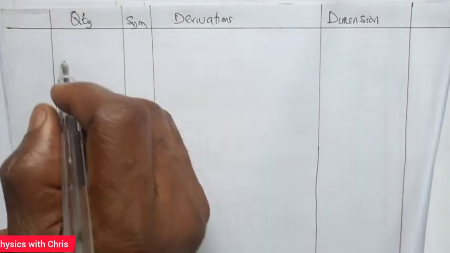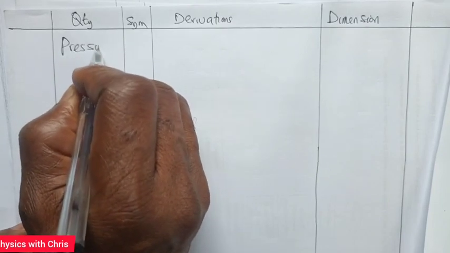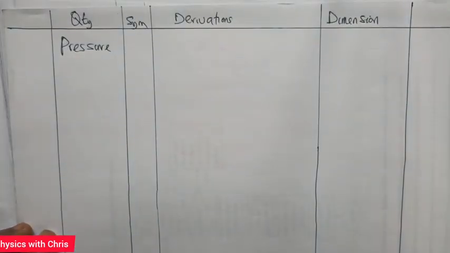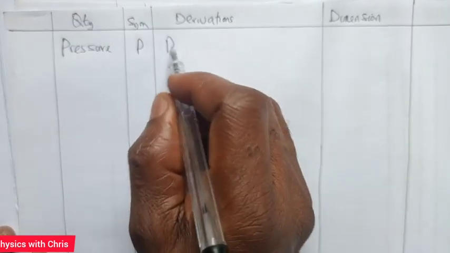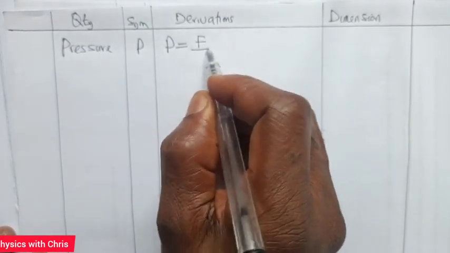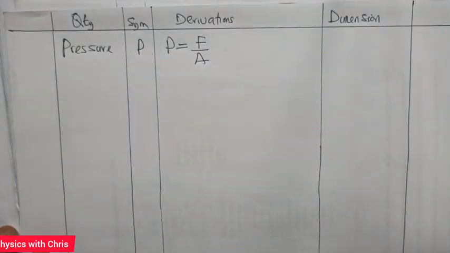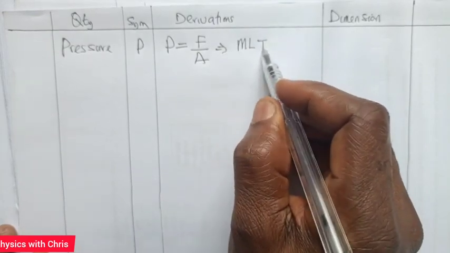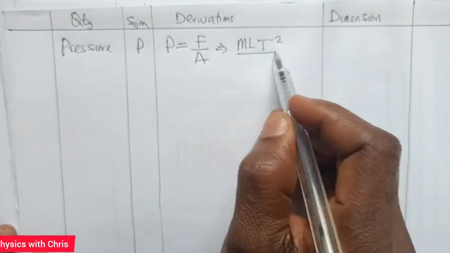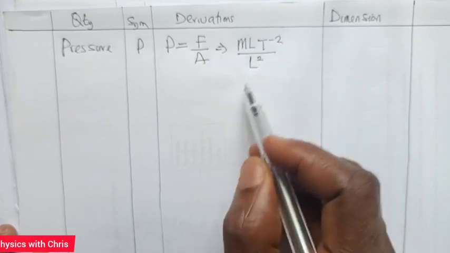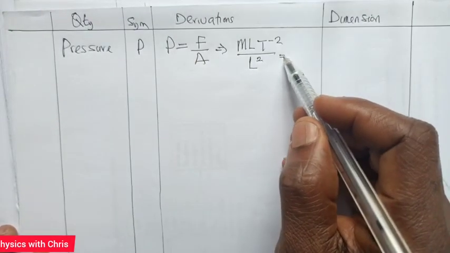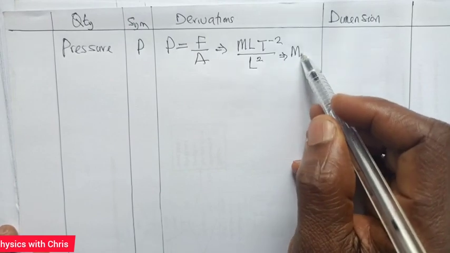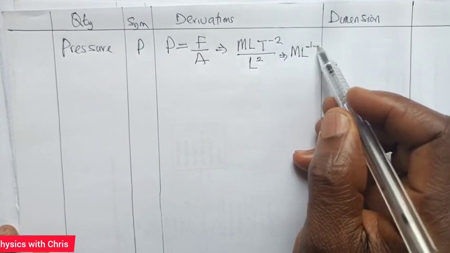The dimension of pressure. How do we find the dimension for pressure? Pressure, the symbol is P. Pressure is defined as the force that acts on the surface area and normal to the surface area. The dimension of force is MLT^-2 divided by the dimension of area, which is L squared. By simplifying this, you have the dimension of pressure as ML^-1T^-2.